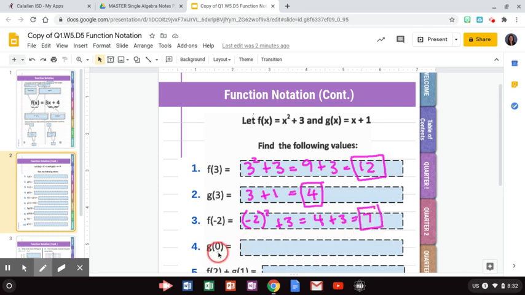The next one, G of 0. So we go to G and we input a 0. So 0 plus 1 is 1.